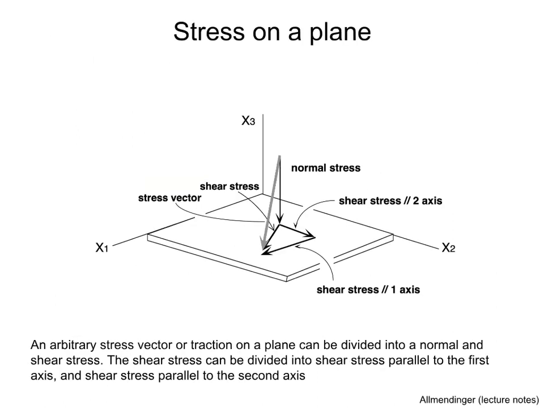A stress vector on a plane can be divided into a normal stress perpendicular to the plane, and a shear stress parallel to the plane. Furthermore, in this example, the shear stress can be divided into shear stress parallel to the first axis, and shear stress parallel to the second axis of the coordinate system.